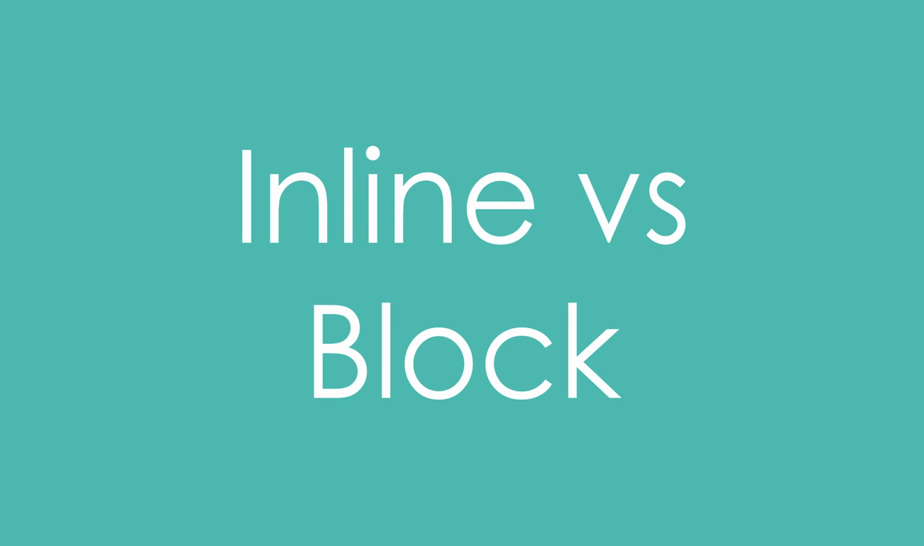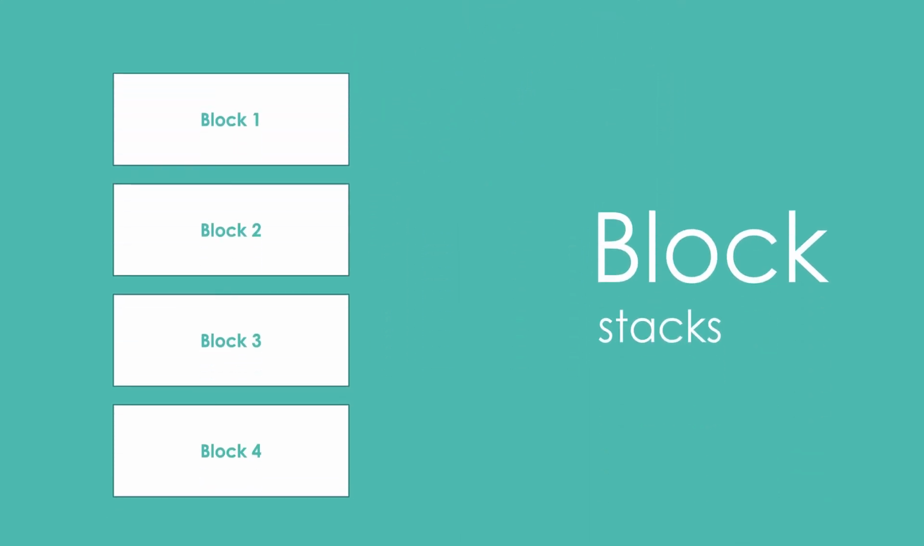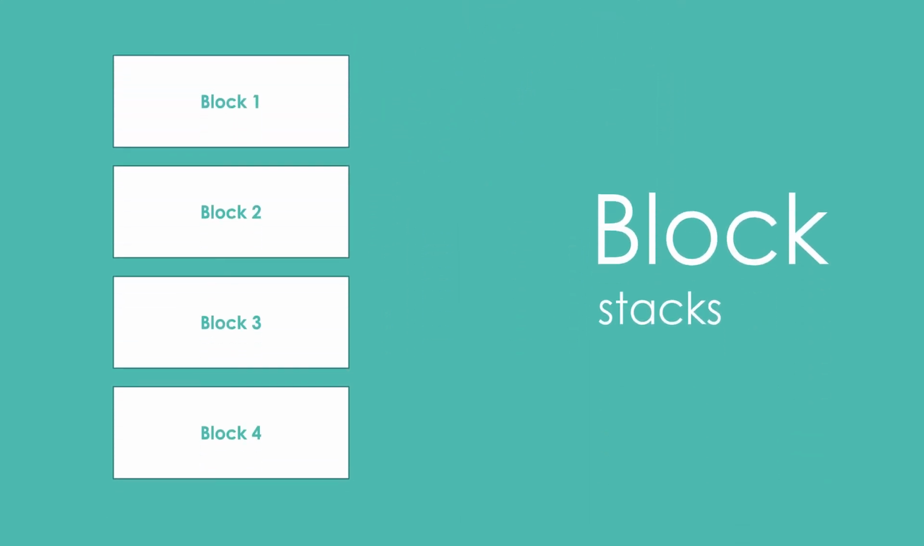So, inline versus block elements. Elements that show content are mostly either inline elements or block elements. They have different default behavior in the way that the browser displays them, and you can change this behavior with CSS, but we're going to focus on the default behavior today. Let's look at block elements first. By default, block elements stack on top of each other. So if you put 4 block elements in your HTML, they will display like this, one on top of each other on the web page.